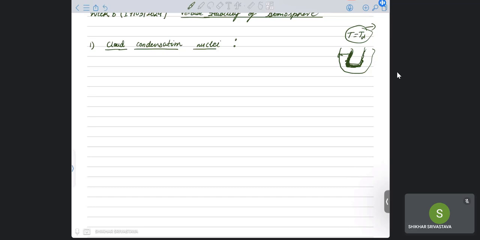Similarly, a cloud cannot form without it. Cloud requires three things, as I told yesterday. First, moisture: your air parcel must have some moisture in it. Second, this air parcel should be cooled down to the dew point temperature, the temperature at which it becomes completely saturated, after which condensation starts. And the third thing is you need a surface around which condensation can take place.